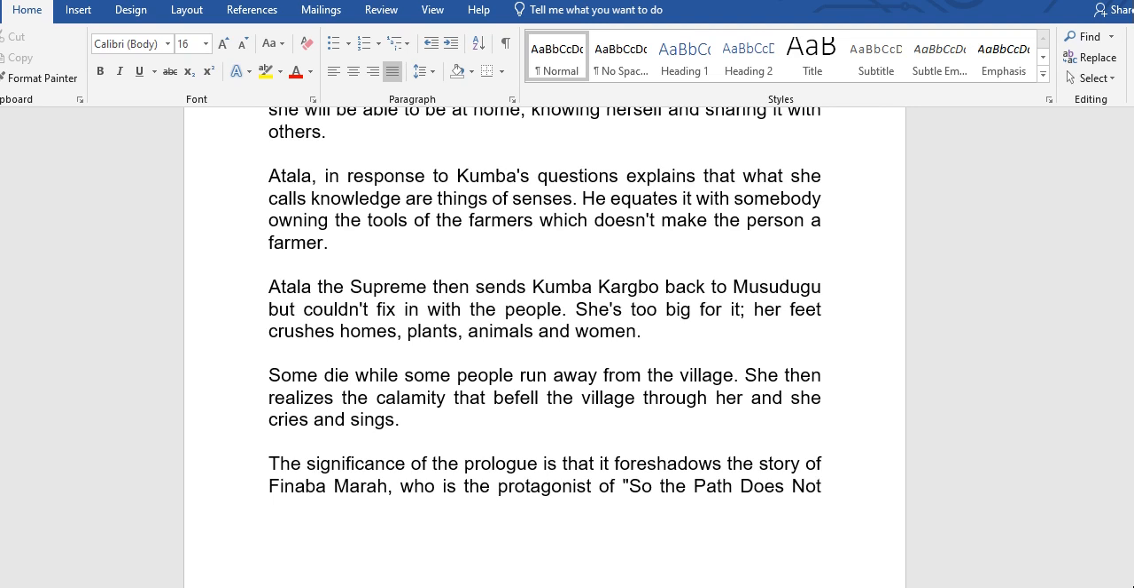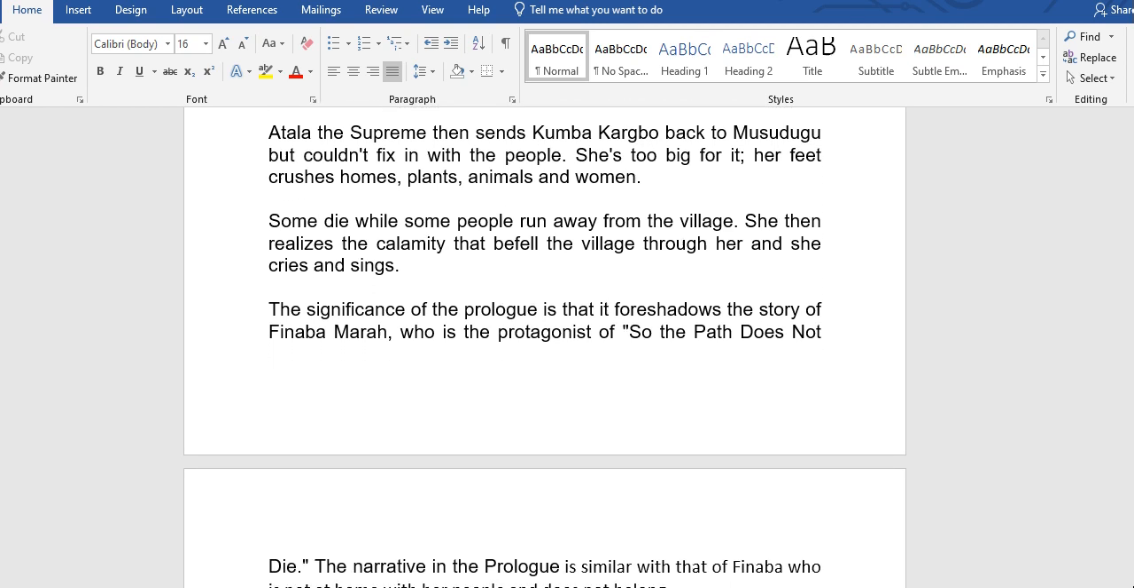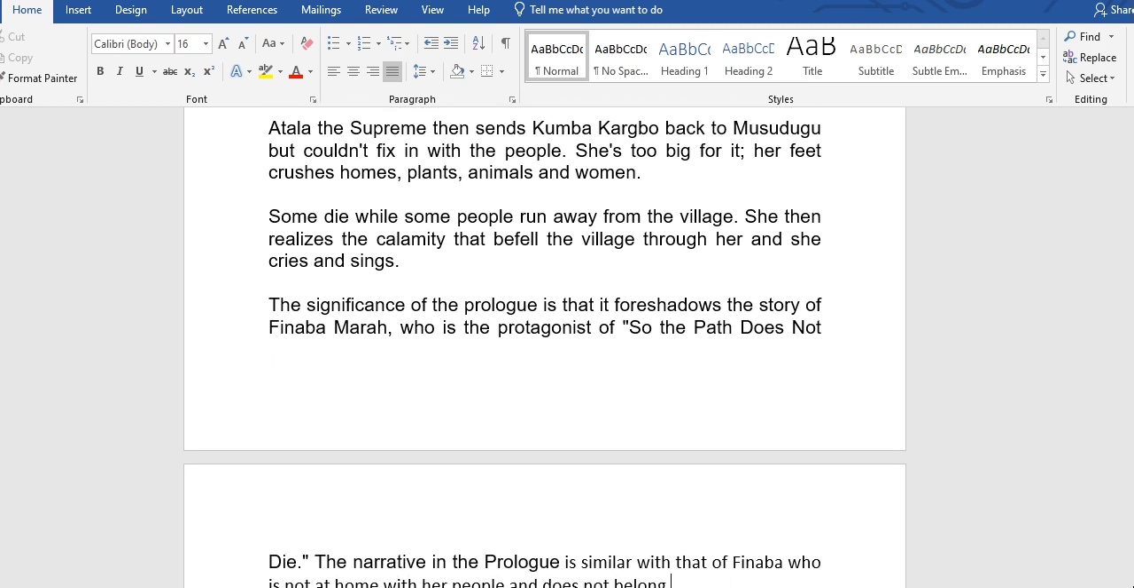Her feet cross homes, plants, animals, and women. Some die, while some people run away from the village. She then realizes the calamity that befell the village through her, and she cries and sings.